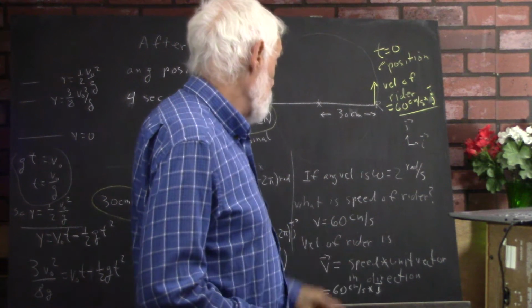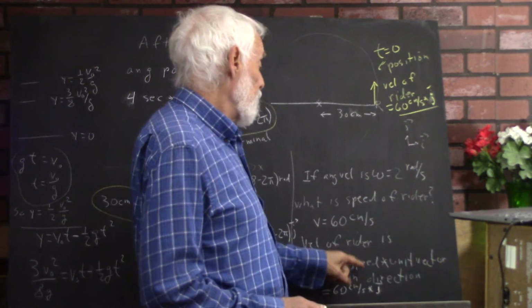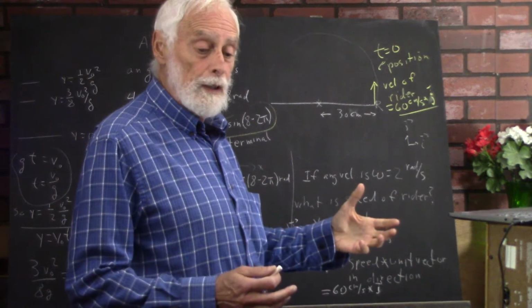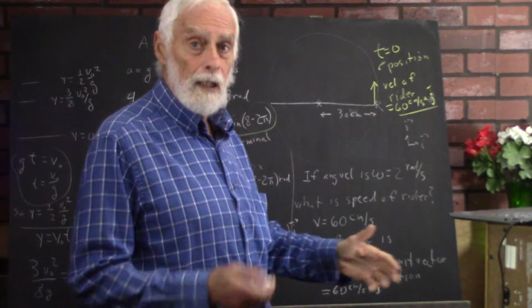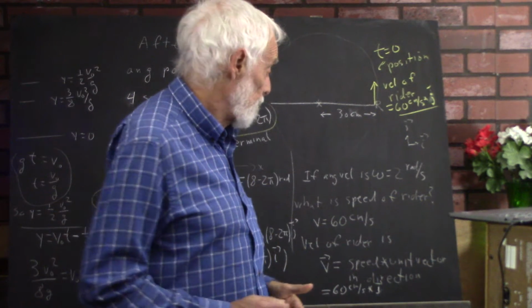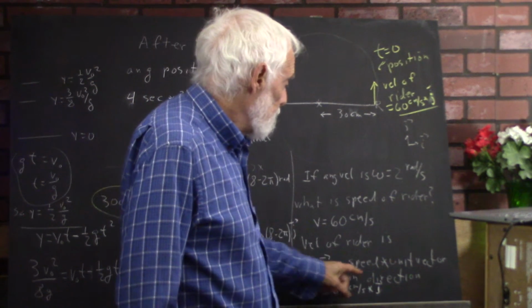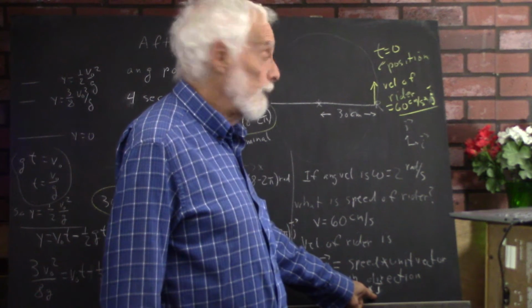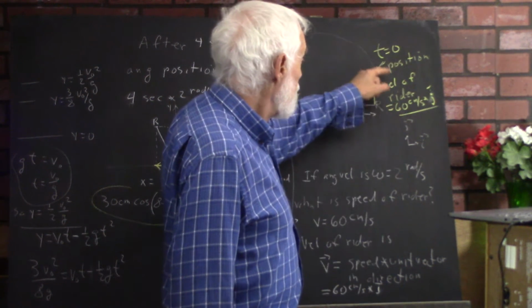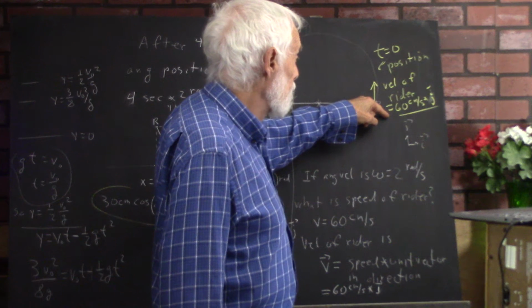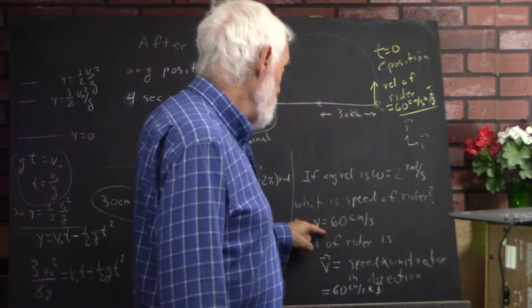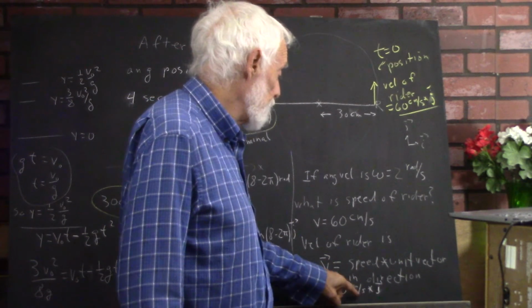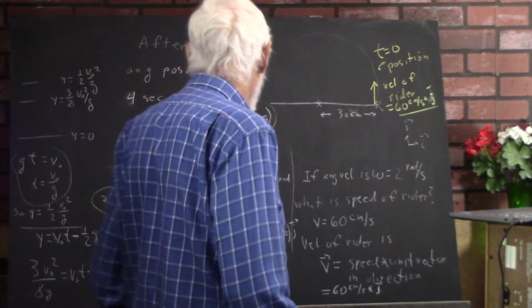The velocity of the rider is the speed times a unit vector. Okay, any vector is equal to its magnitude times a unit vector in its direction. So the speed times a unit vector in the direction, 60 centimeters per second times J. So there we have the velocity vector for the rider. The speed, 60 centimeters per second. Velocity has a direction, 60 centimeters per second times J.